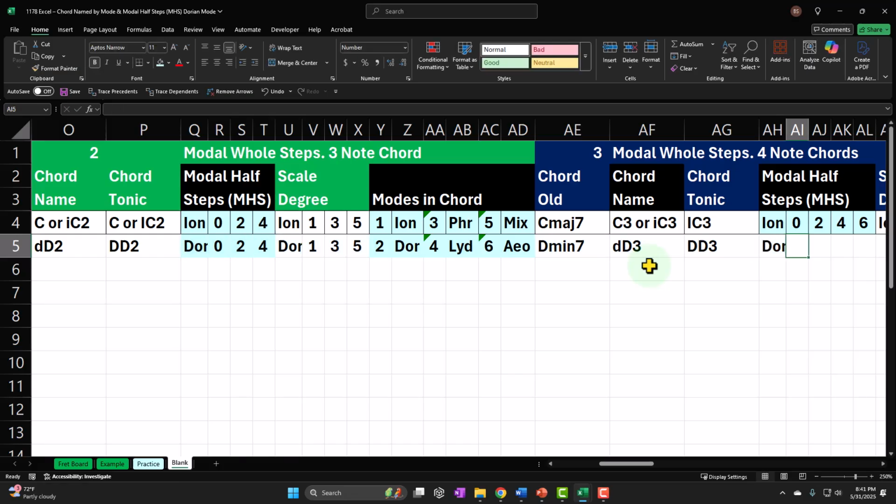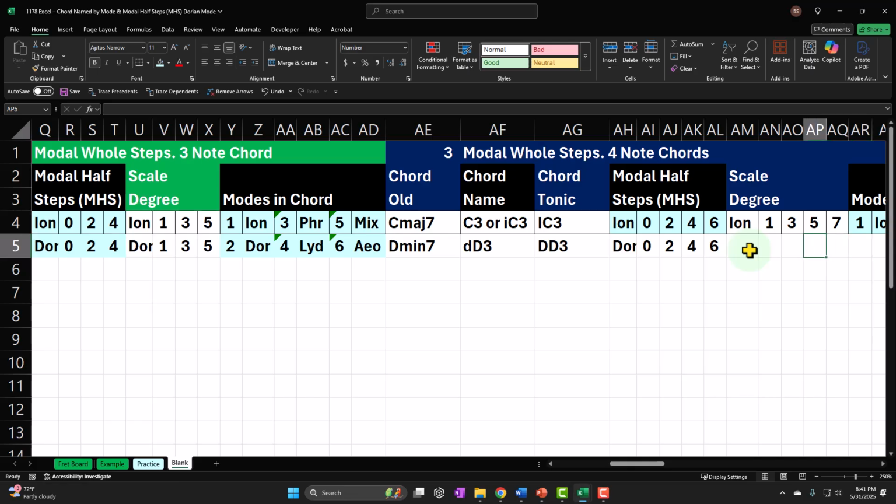And then I'm going to say, what notes do we include? Well, we go 0, the note we're on, plus 2, plus 4, and plus 6, right? Or up to. That's how we're going to count it out. All right, well then what would be the scale degree? Well, let's say this is the Dorian again, and this is going to be the same as we had over here.